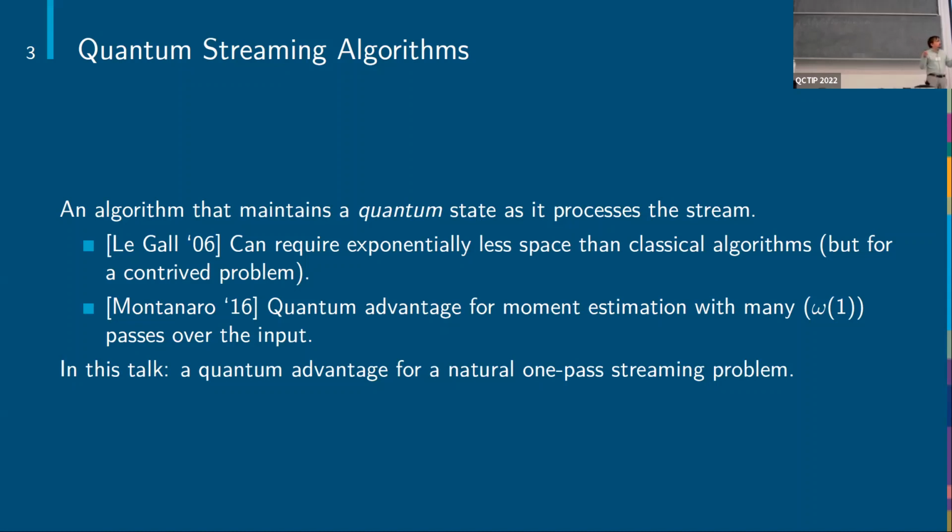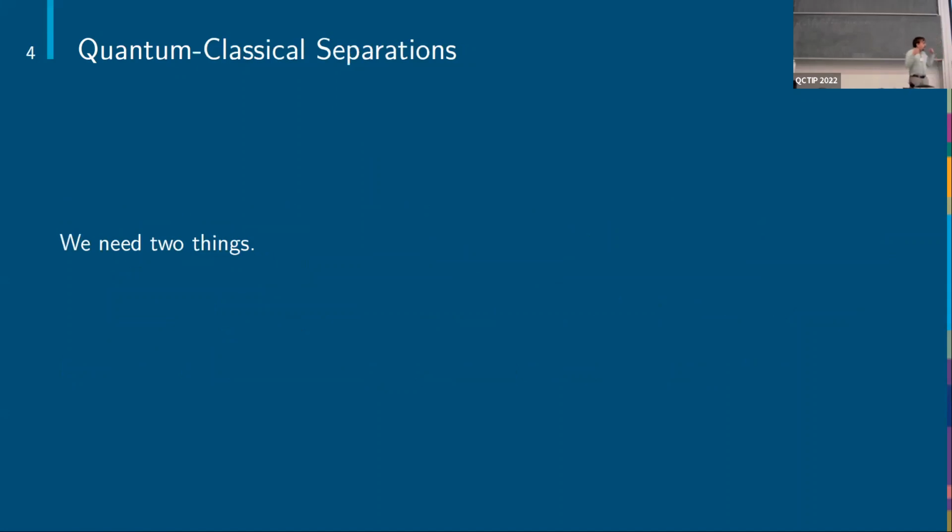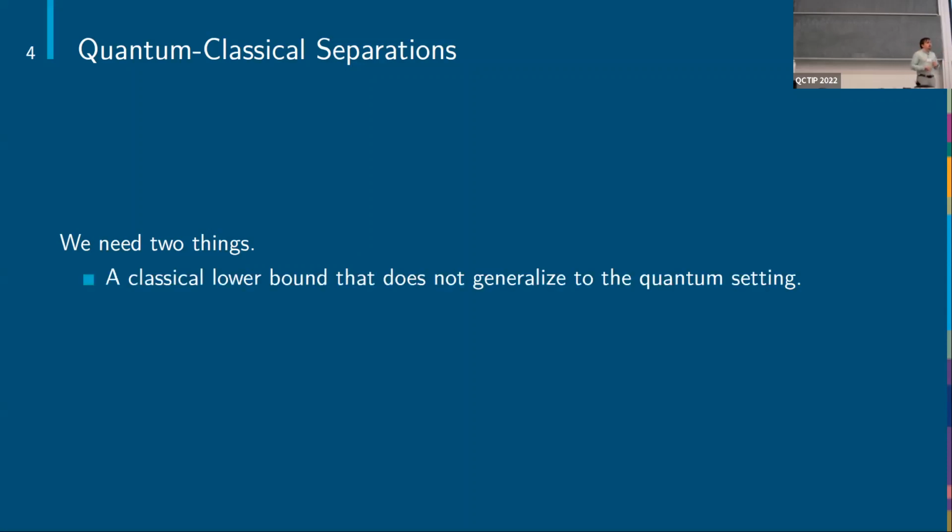And before I tell you what this problem is, I want to step back and ask just at a very high level what it is that we're looking for when we look for this kind of advantage. So we're looking for two things, basically. We want a problem that is classically hard, and we want it to be classically hard in a way that does not apply to quantum algorithms. And then we want to find a quantum algorithm that realizes this potential advantage for that problem.